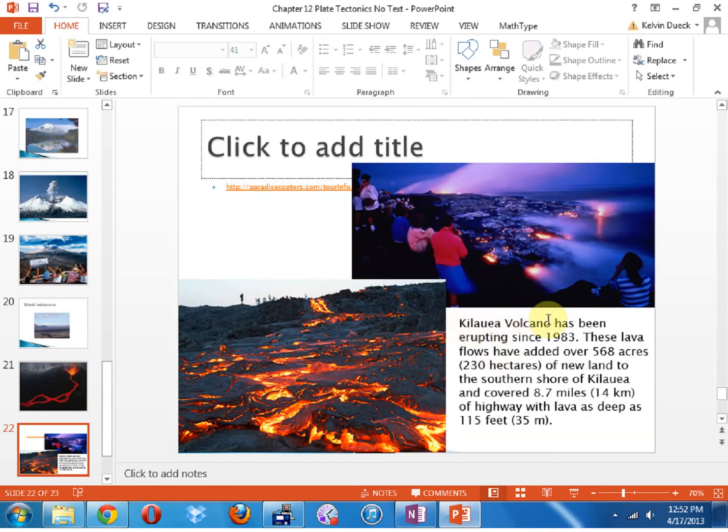So Kilauea volcano has been erupting since 1983. These lava flows have added over 568 acres of new land, covered 8.7 miles, 14 kilometers of highway, with lava as deep as 115 feet. So it slowly flowed over the highway. They wouldn't have built the highway there 40 years ago if they had known that it was going to erupt. But it's a nice, I'll call it a safe, controlled eruption. You've got to move stuff out of the way, but generally no one's dying.